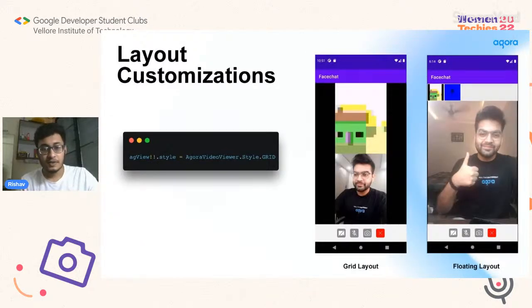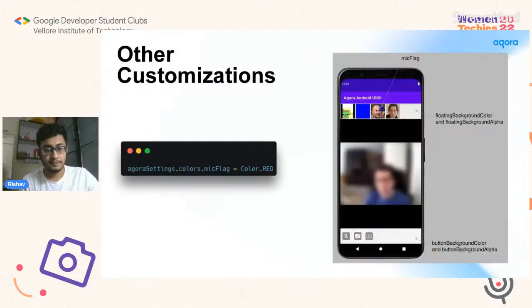The UIKit comes with two different layouts as mentioned before. Currently, as you can see, the grid layout and floating layout. Both are extremely cool, and depending on your use case, you can use either. And there are a bunch of customizations over here. Let's say a user has muted themselves, so a mute icon comes up, and guess what? You can change the color of that icon as well, and that is precisely what is being shown over here.